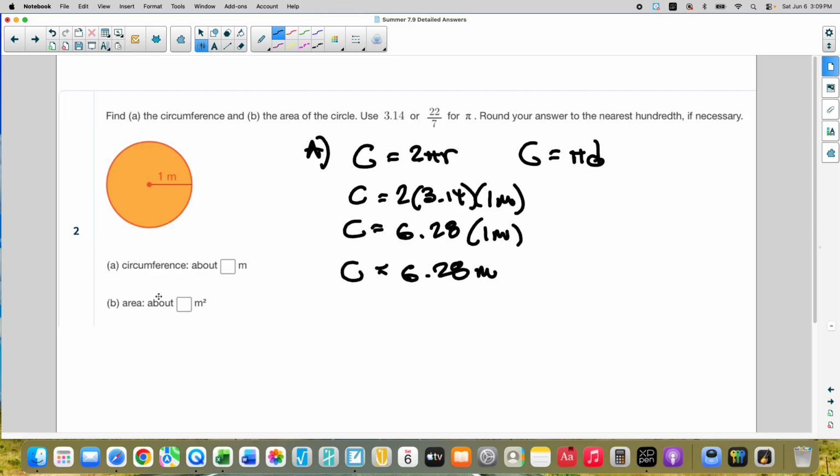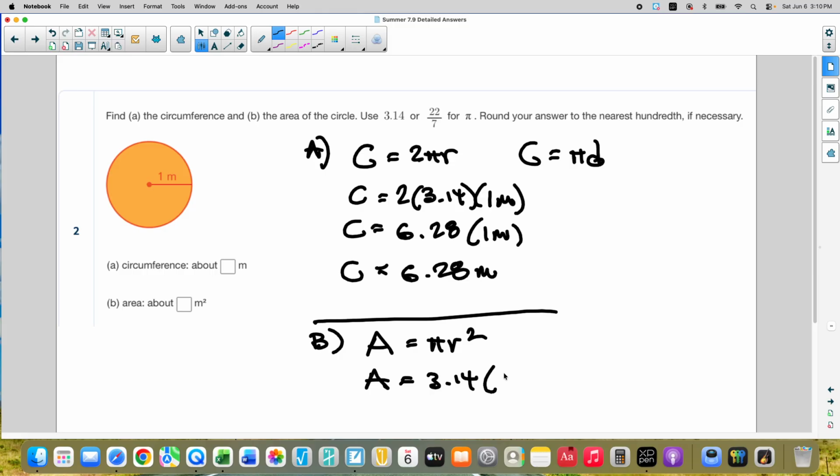And then the area is going to be, this is the B part, and the formula for area is pi r squared. There is no other formula for diameter. You can't substitute diameter, even though 2 radius, this is radius times radius, where the diameter is radius plus radius. So there's only one equation. Area equals 3.14 times the radius quantity squared.